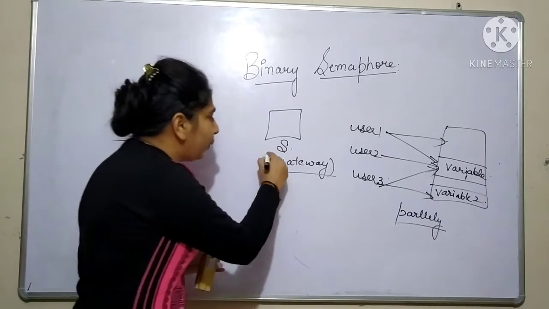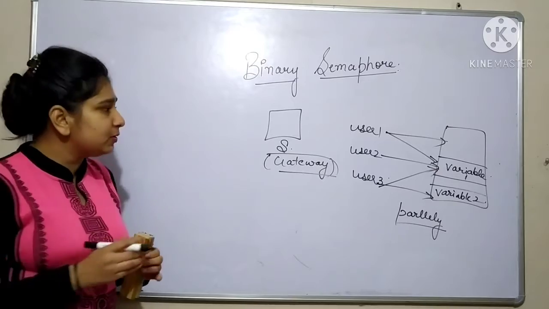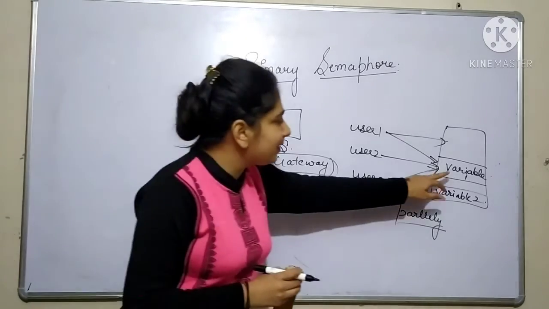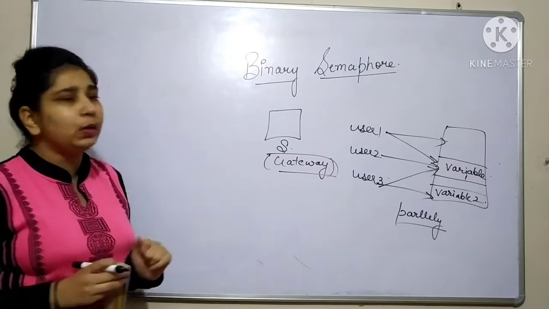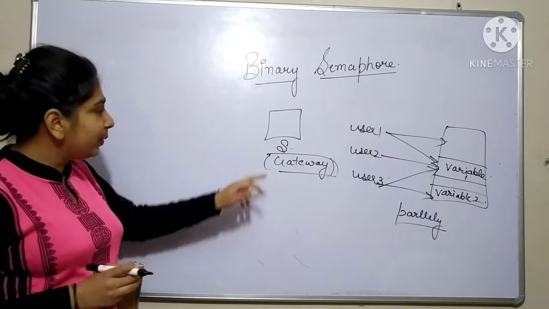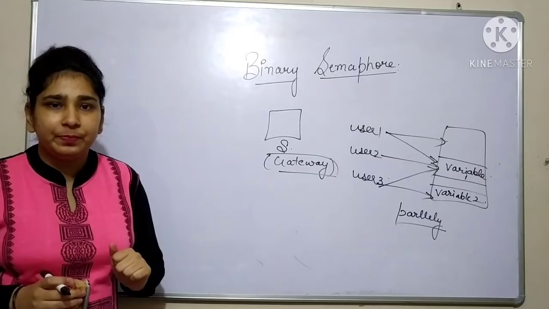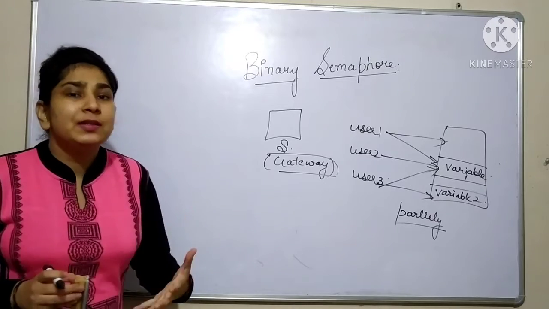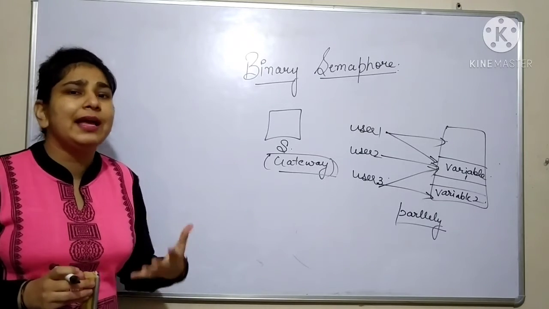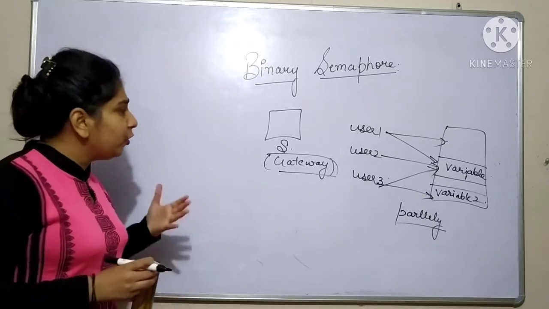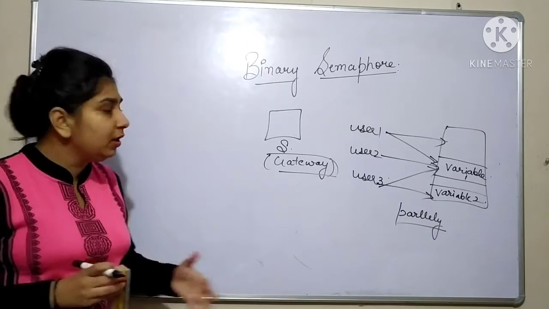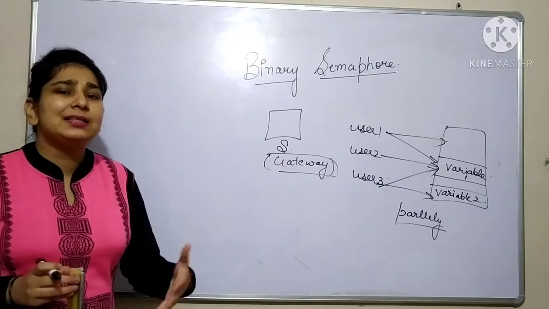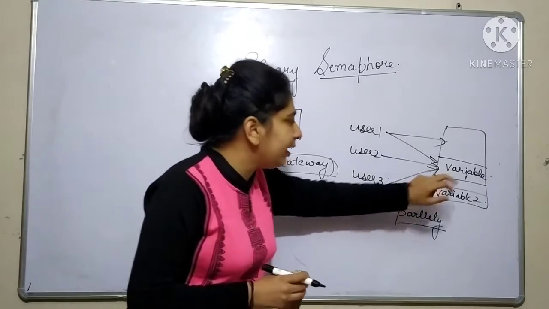This is a gateway. Each and every process, when trying to access the shared variable, first has to cross this gateway. Okay, so it is your entry section. You have imposed some conditions on the entry section. If your request fulfills the condition of the entry section, only then can it access the shared variable or the shared file.